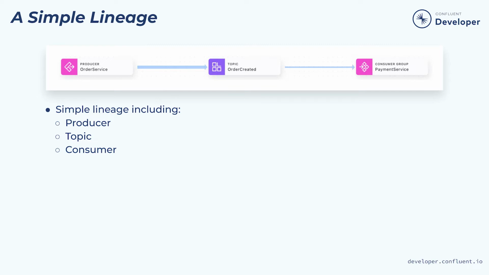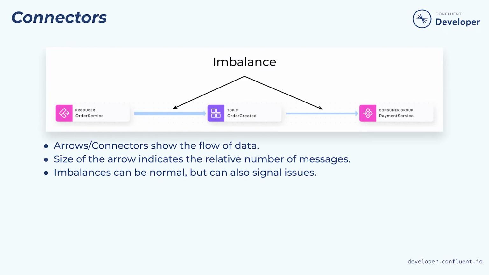Here, we see a simple lineage containing a producer, topic, and consumer. Each element of the lineage is given the appropriate labels. The client ID for the producer and consumer, as well as the name of any topics, will also appear. It's important that we name our components wisely. Each element is connected by arrows representing the flow of data. However, the size of the arrows is different.